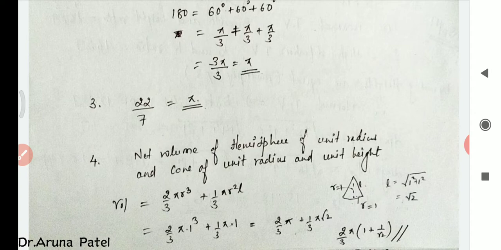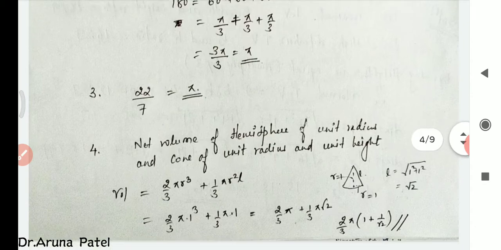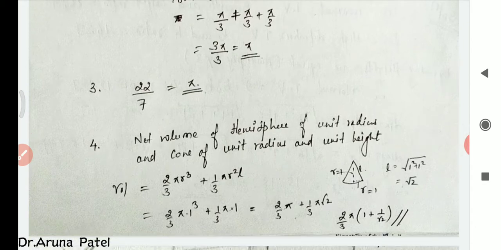Or here, sorry, r is there but L is not written in the first equation, so you will simplify it here. 2 by 3 pi plus 1 by 3 pi root 2. On taking common 2 by 3 pi, you get 1 plus 1 by root 2. So here not pi is there, some other factors also come on simplifying.